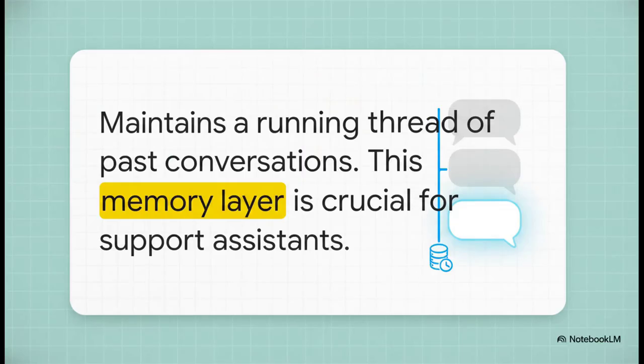Then we have RAG with memory. You see, a standard RAG system essentially has amnesia. It forgets everything right after answering your question. If you ask a follow-up question like, hey, can you explain more about it? A standard system has absolutely no idea what it is. RAG with memory fixes this by adding a history layer to maintain a running thread of the conversation. And honestly, that is absolutely crucial for modern, natural-sounding support assistants.